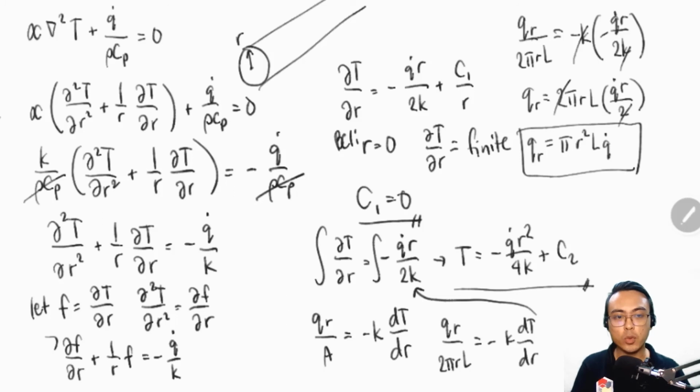Okay? Now, since we have derived it here, you can now use this equation to determine the rate of heat transfer for such kinds of systems. Let's try to use this derived equation in the next example.